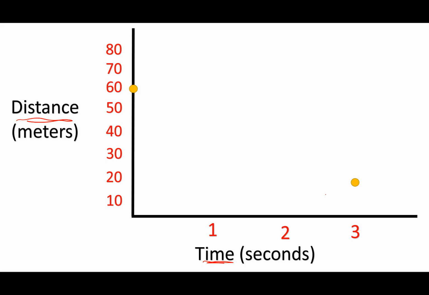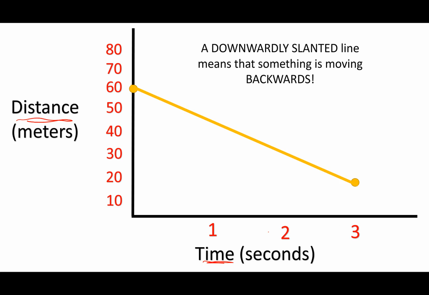And assuming that it moved smoothly throughout that whole thing, like it didn't go really fast at the beginning and really slow at the end, assuming it had a constant speed and went in just the one direction, this is what the distance versus time graph would look like. We take the points we know for sure, plot them out, and connect them. So the ball that was moving backwards created a downward slanted line with a negative slope. So if you have a downward slanted line, it's moving backwards.